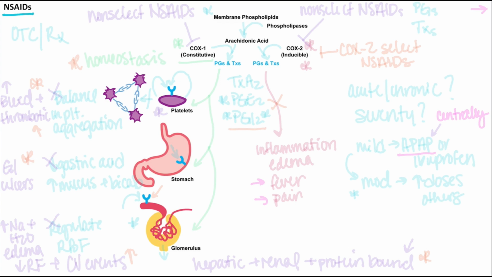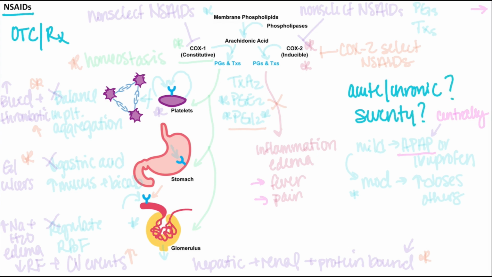So NSAIDs are widely used and available both over the counter or OTC and as prescriptions in a variety of formulations, including oral, IV, topical, and so on. And these are used to treat pain associated with a variety of causes. And pain can be classified in many different ways. So we can have acute or chronic pain. We can have visceral, somatic, or neuropathic pain, and we can have pain that is ranked by severity.